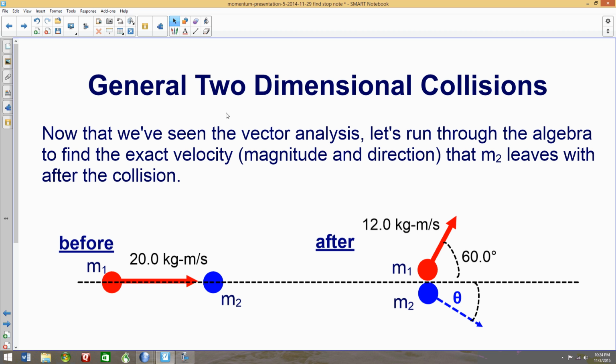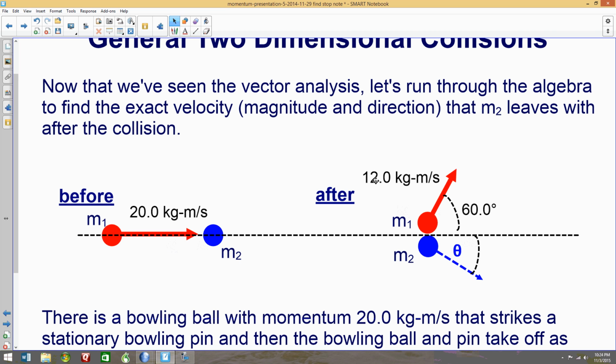Okay, now that we've seen the vector analysis, let's run through the algebra to find the exact velocity. And we're going to be looking for magnitude and direction. That leaves m2, and we want to find that for m1 and m2 after the collision. Now, sometimes they don't give you this velocity and they just give you the masses. But in this case, they are giving us the final velocity of m2. That makes it much easier.